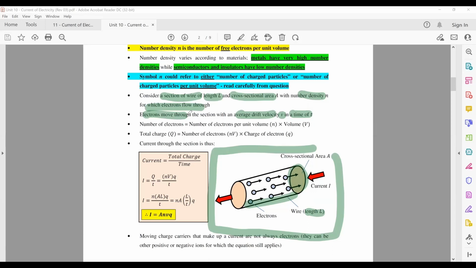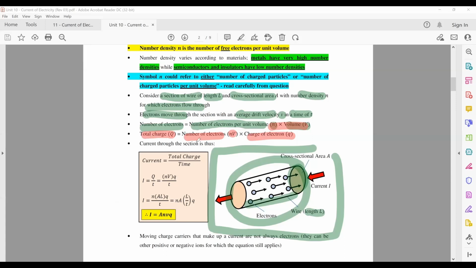Now, what you need to know from here is that for this given section of your wire, the number of electrons that you could possibly have is your number of electrons per unit volume, which is your number density, multiplied by volume. Because n is number of electrons per unit volume, if you multiply with volume, you get the number of electrons. So that is nV. Then the total charge would be your number of electrons, nV, multiplied by the charge of an electron, q.